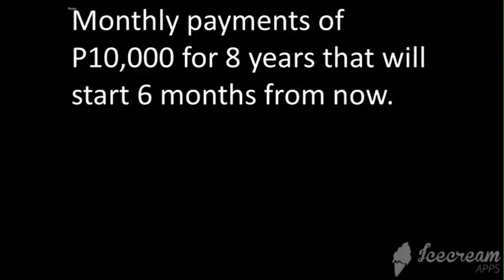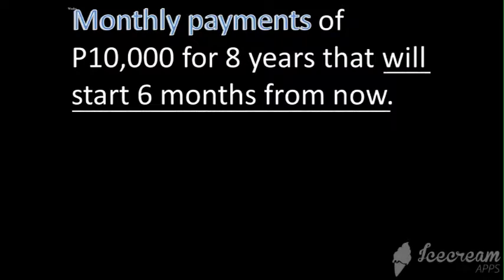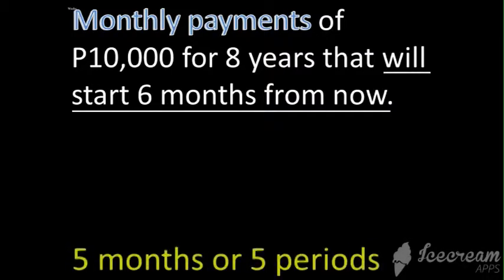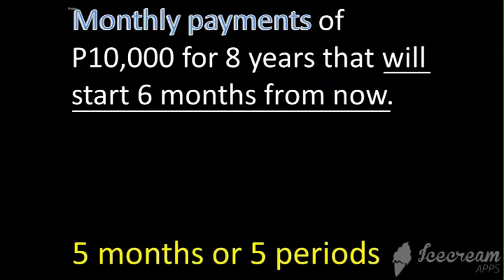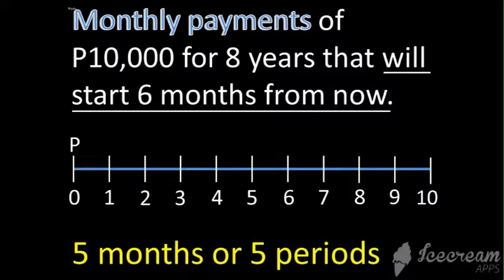Monthly payments of ₱10,000 for 8 years, that will start 6 months from now. Monthly payments will start 6 months from now. The answer is 5 months or 5 periods. Let's take a look at the diagram. We can see that the first payment will start on the 6th month. So therefore, there are 5 skip payments.